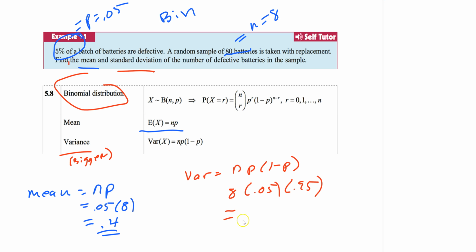Now again, I'm not done yet. That's my variance. I want standard deviation. Remember, all you have to remember is that variance is bigger. So this is a bigger one, so I want the smaller one. So I have to square root it. So to get my standard deviation, I square root that.